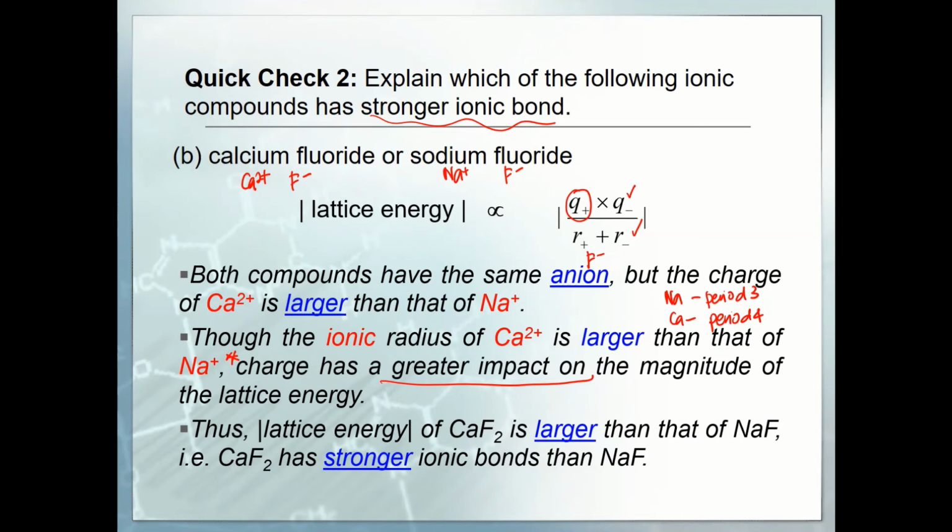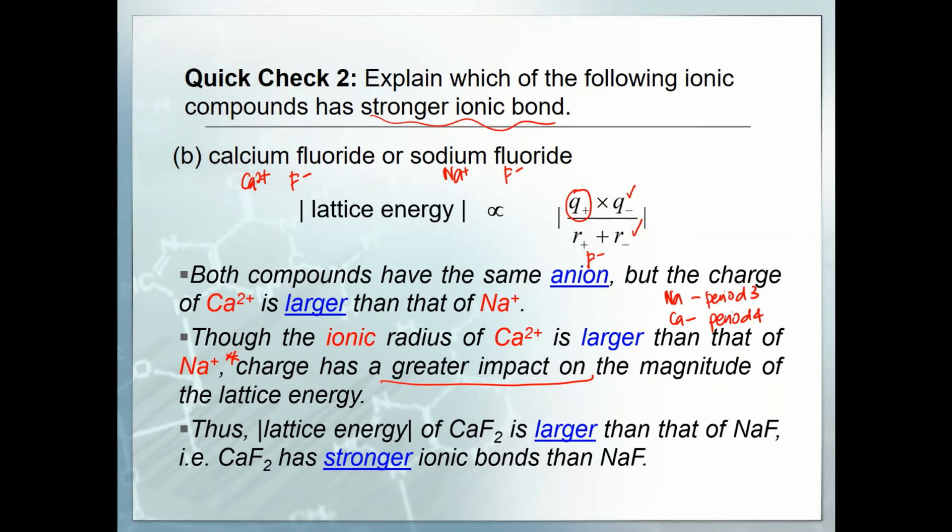If charge is a more important factor, then you will see that the magnitude of lattice energy for calcium fluoride will be larger than the magnitude of lattice energy of sodium fluoride. Because of that, calcium fluoride will have stronger ionic bonds. So take note that you will need to consider all the factors.